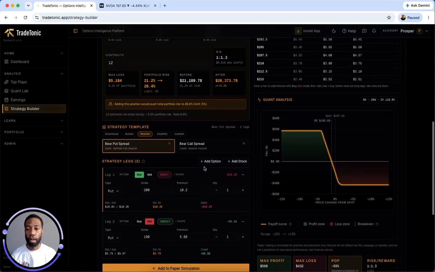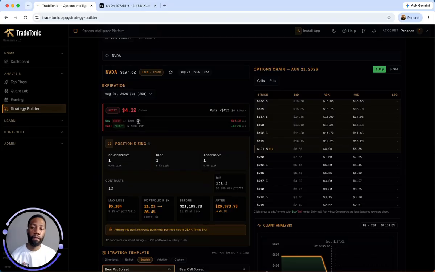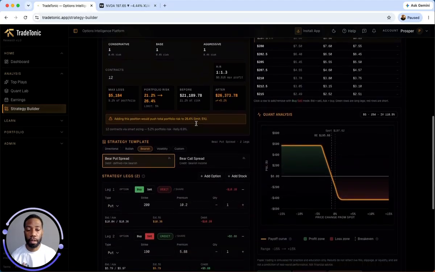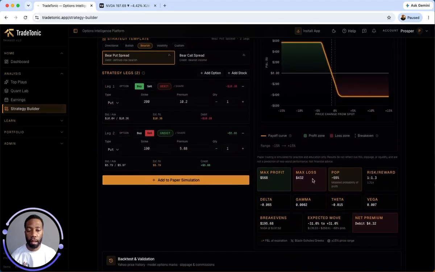And so this is going to be for a net debit of $400, or $4.32. Now, if we take a look at the P&L opportunity, the probability of profit is about 55%, which is more than half. In my opinion, anything above 60% probability of profit is actually really good when you're thinking about trading.